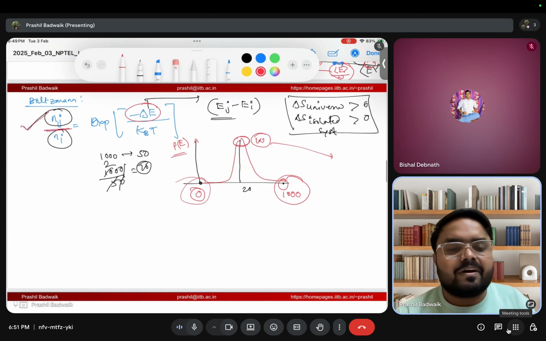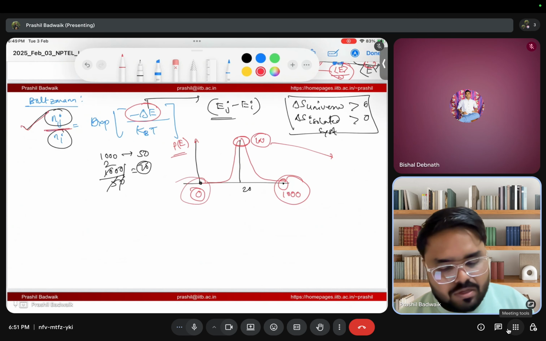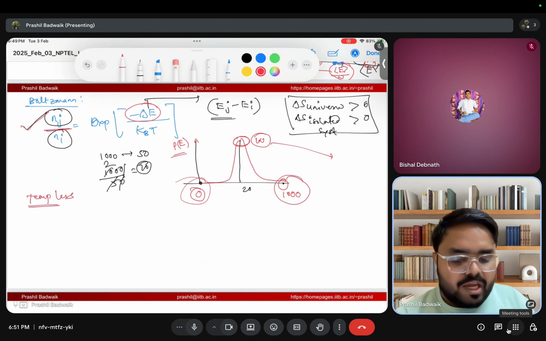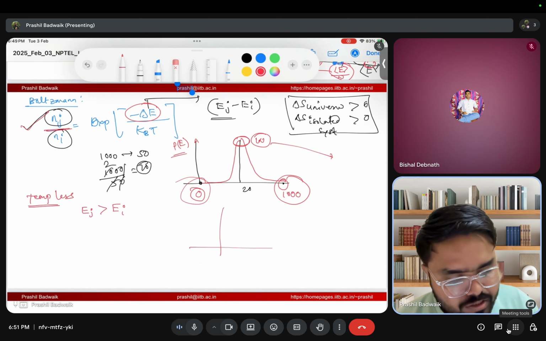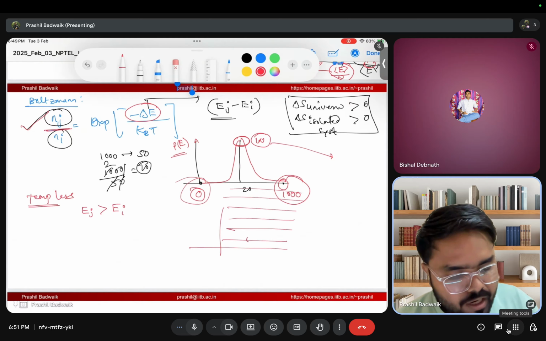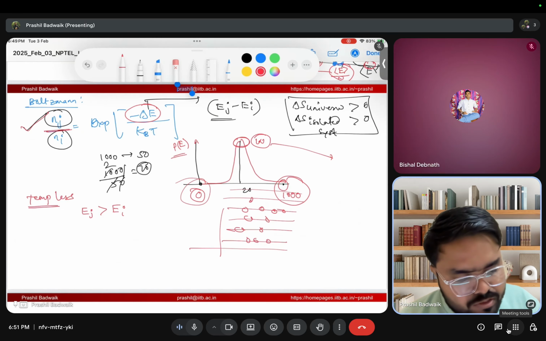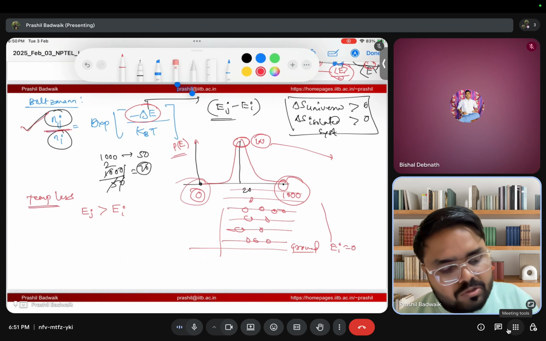delta is something that defines the distribution. For example, now I am at room temperature, so temperature is less, right? If I change ej, ej is greater than ei, right? So this is how levels are there and how molecules are distributed into these levels. Correct? Molecules are distributed. This is my ground state, ei equal to 0, and this is how it is going up.